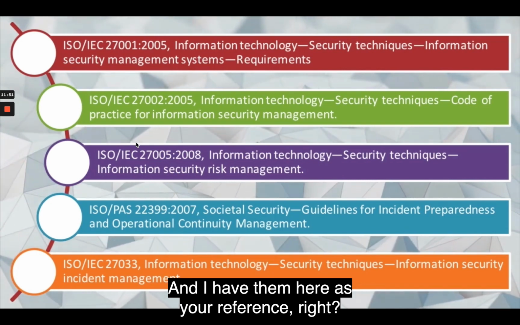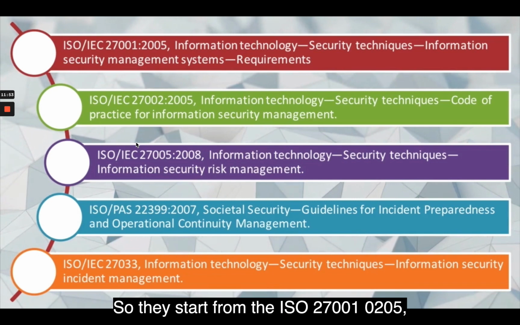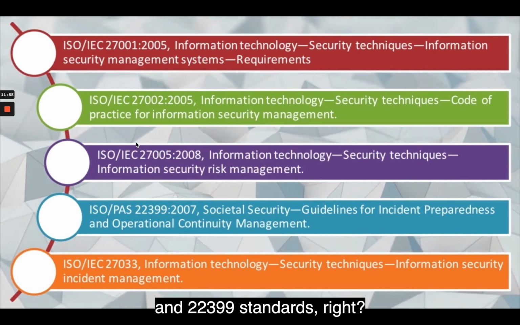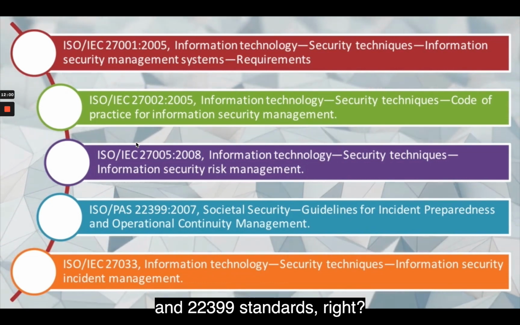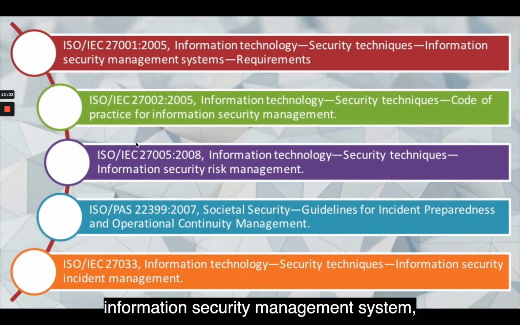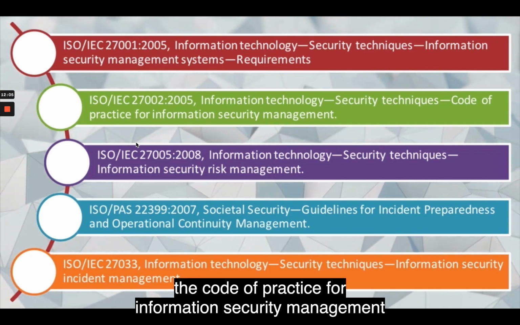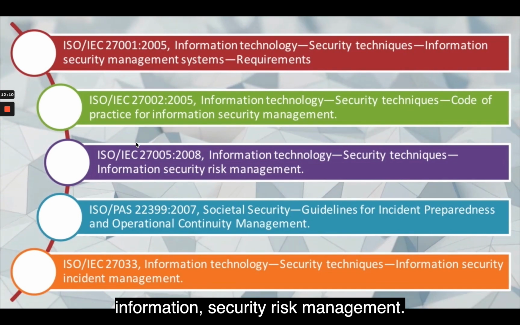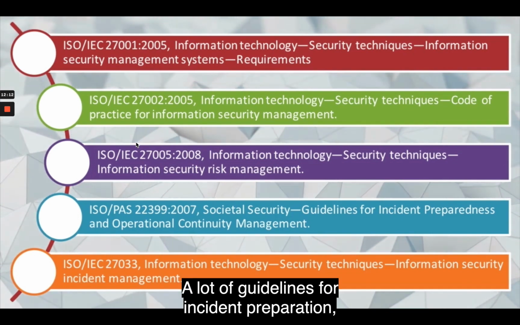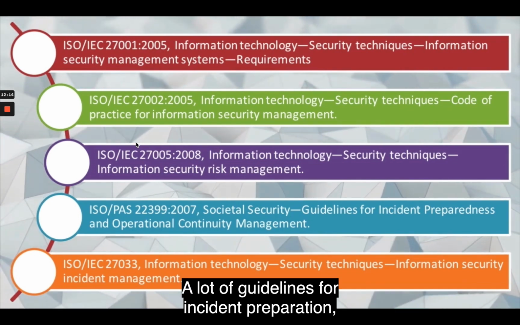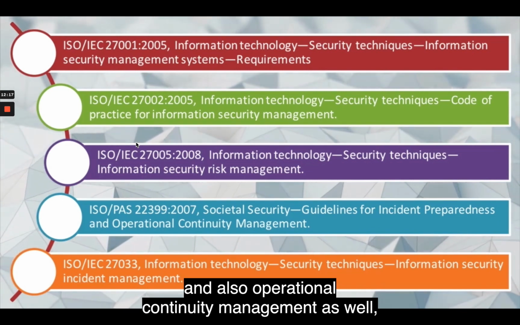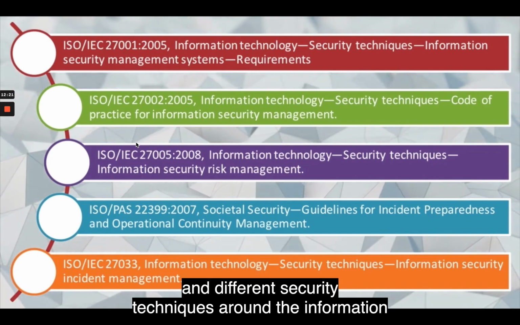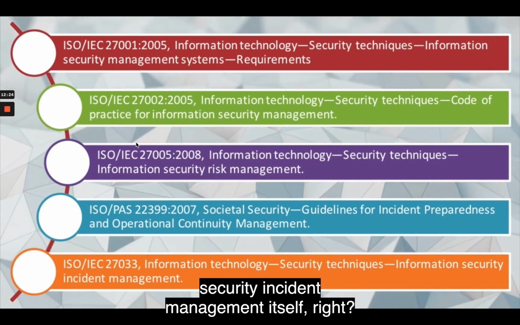And I have them here as your reference, right? They start from the ISO 27001, 02, 05, and 22399 standards, right? They go over the information security management system, the code of practice for information security management, information security risk management, a lot of guidelines for incident preparation, and also operational continuity management, and different security techniques around the information security incident management itself, right?